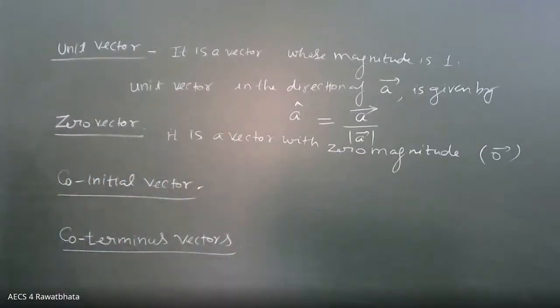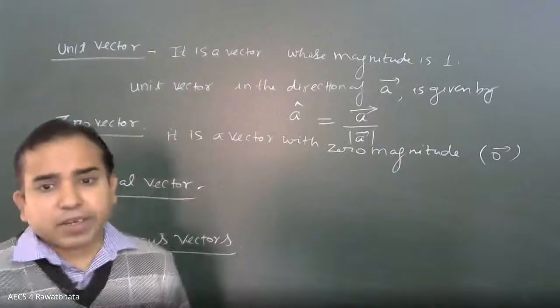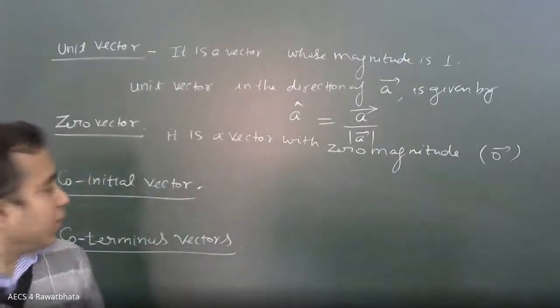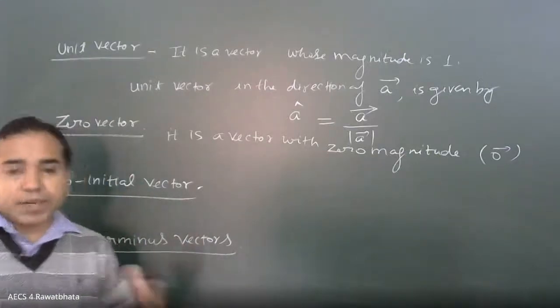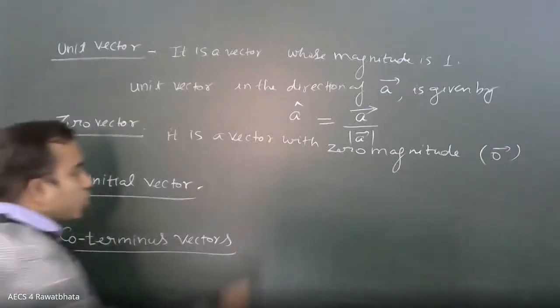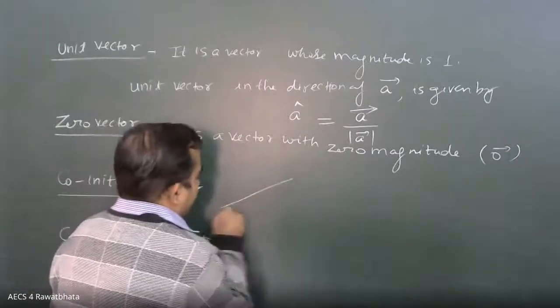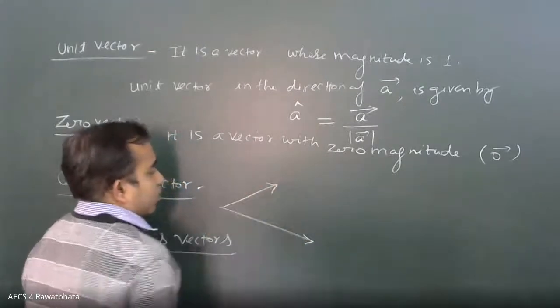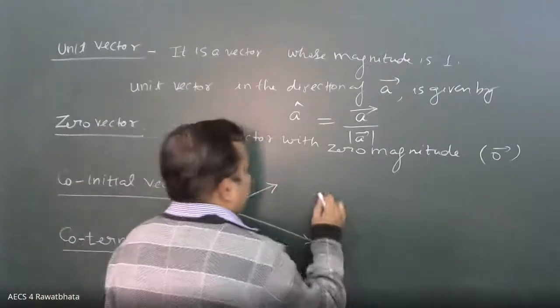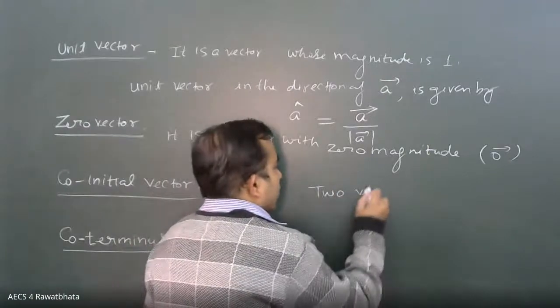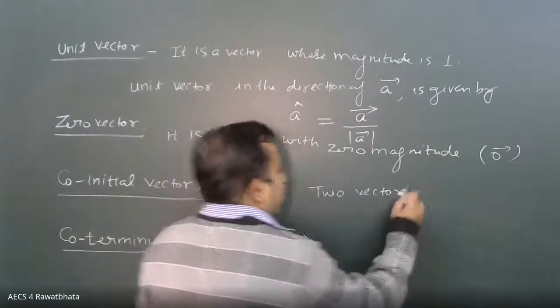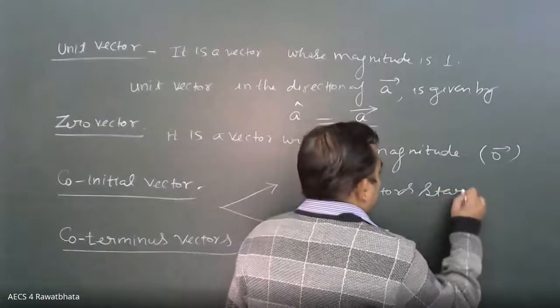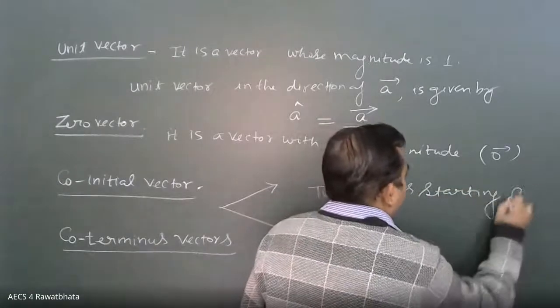See, co-initial vectors are, yes, vectors which start from the same point. Initial means initiative, means a start. So two vectors starting from the same point. Suppose one vector is this, other vector is this. They are co-initial vectors. Two vectors starting from the same point.